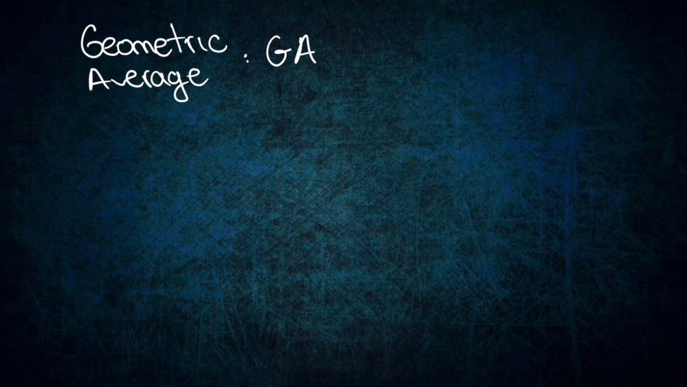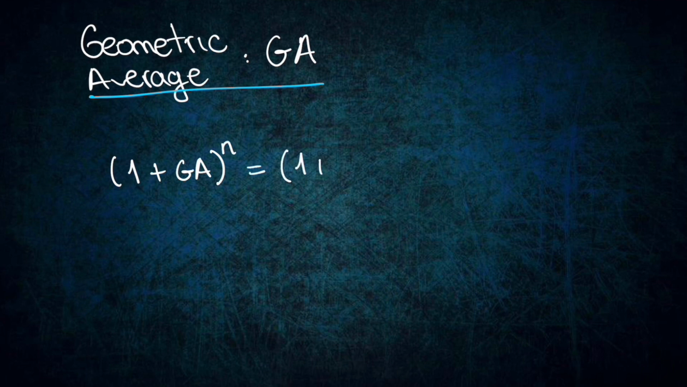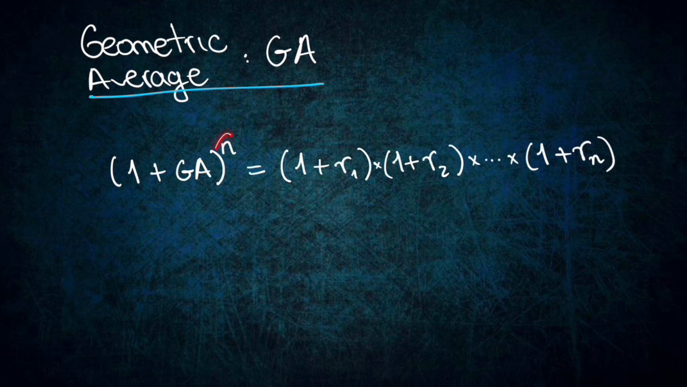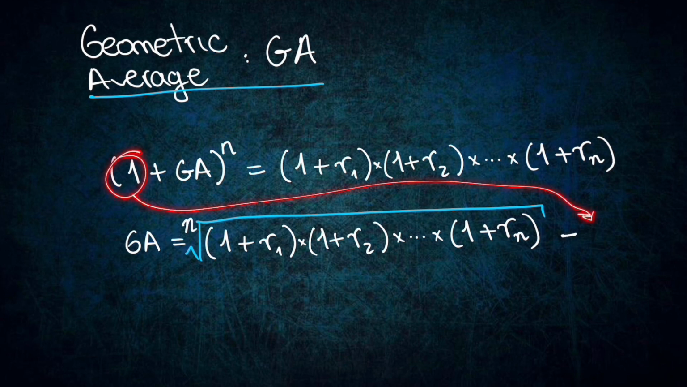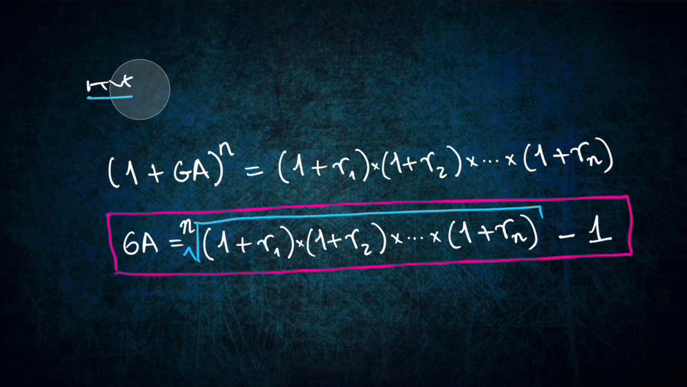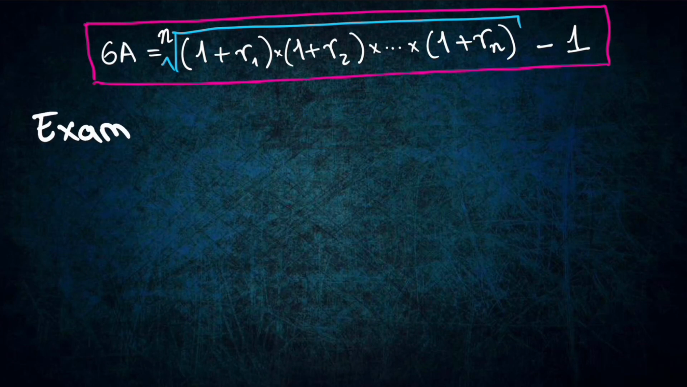In general, I like to express the formula as follows: 1 plus the average interest rate to the number of periods is equal to the multiplication of the factors of the expected interest rates. By taking the exponential to the other side of the equation and then subtracting 1, we isolate the geometric average of the left side. Let's conclude this lesson with an example.